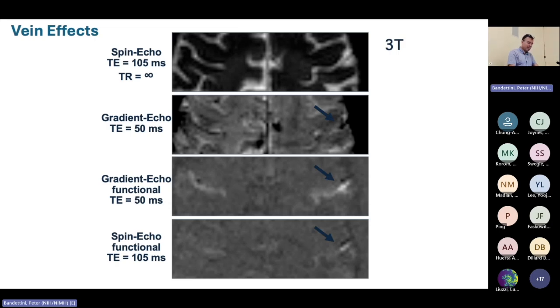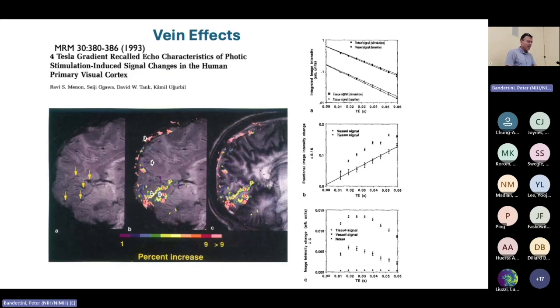All right. This was also an early paper that illustrates the same thing. This was by Ravi Menon, in which all these arrows show where the vessels are. And he was showing the echo time dependence, showing that basically where the vessels are, the percent signal change and the contrast is a lot higher.